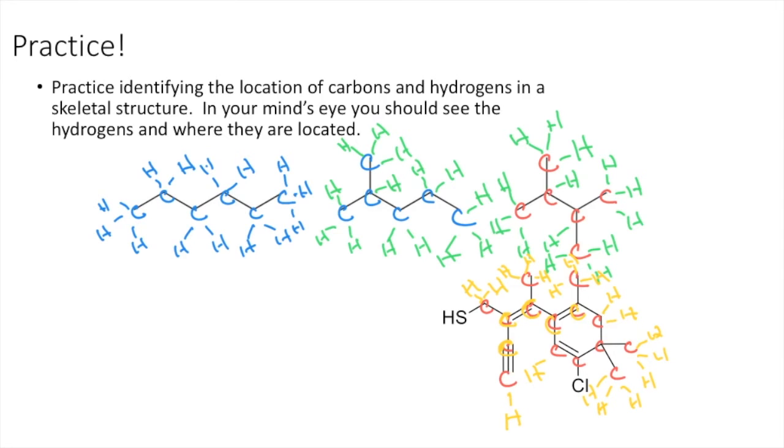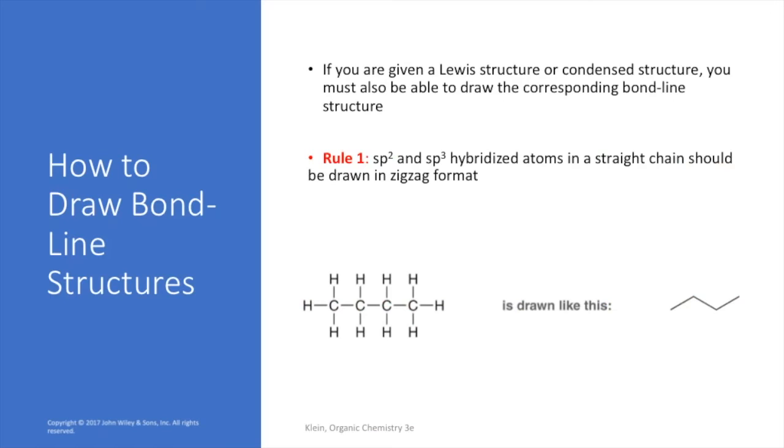So what you're looking for here is first to identify where the carbons are, then make sure that each carbon has a total of 4 bonds. If 4 bonds aren't shown, you make up for the lack of bonds with hydrogens. So if you're given a Lewis structure or a condensed structure, you must also be able to draw the corresponding bond line structure.